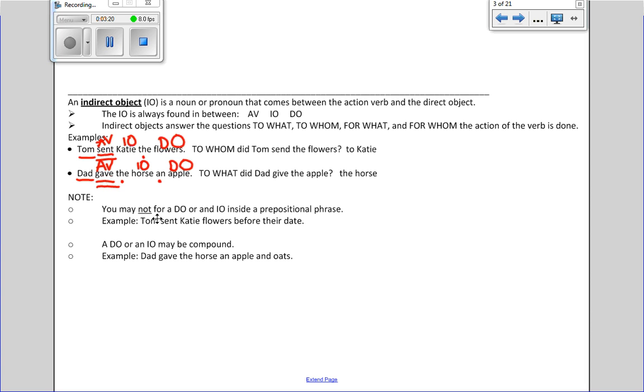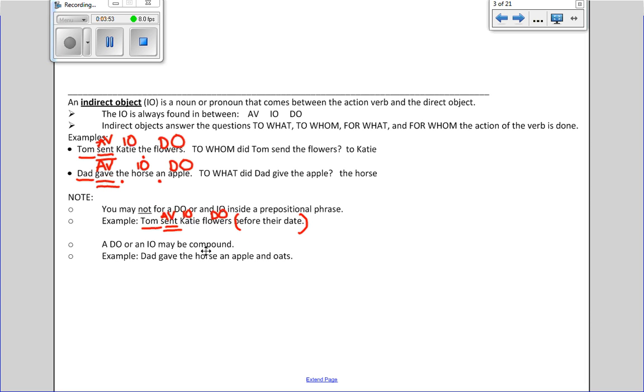You will never have a direct object or indirect object inside a prepositional phrase. So if you look down here, we have Tom sent, an action verb, Katie flowers before their date. So Tom sent what? Flowers. To whom? Katie. Over here we have before their date, and that's a prepositional phrase. You will have no direct objects or indirect objects in there.